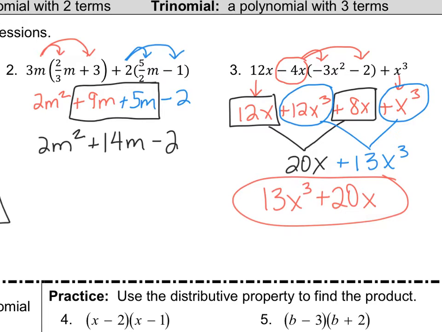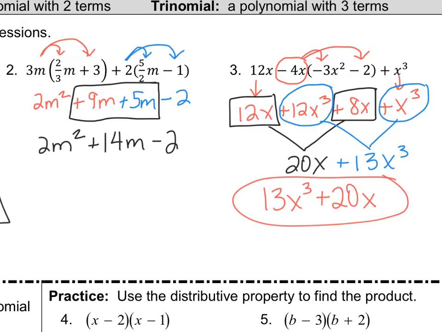Okay, just check to make sure you got the same answers. Notice on number 3 that when I simplified it, I came up with 20x plus 13x to the third power, and then I went ahead and just put them into degree order with the highest degreed exponent first. If you didn't put it in degree order, it's still correct. It's just the way I like to do it.